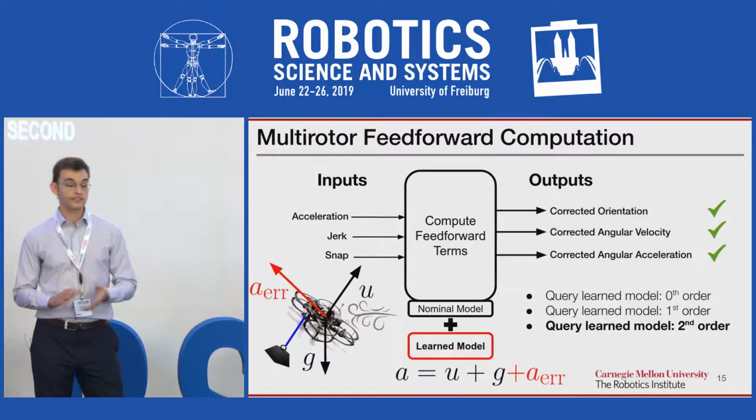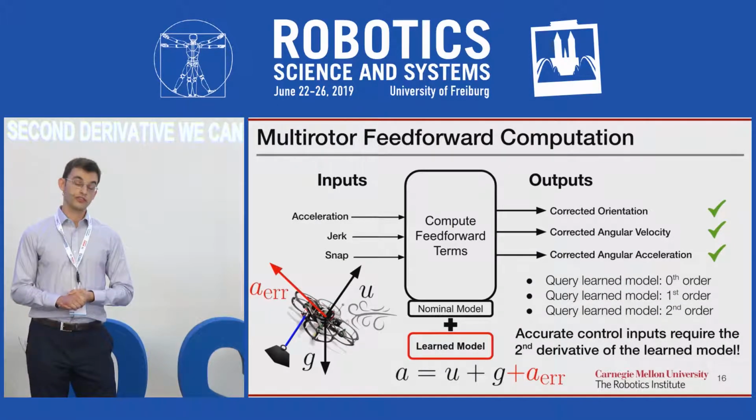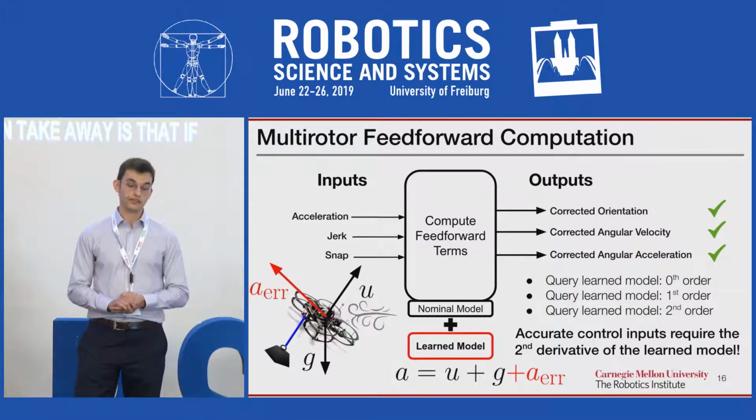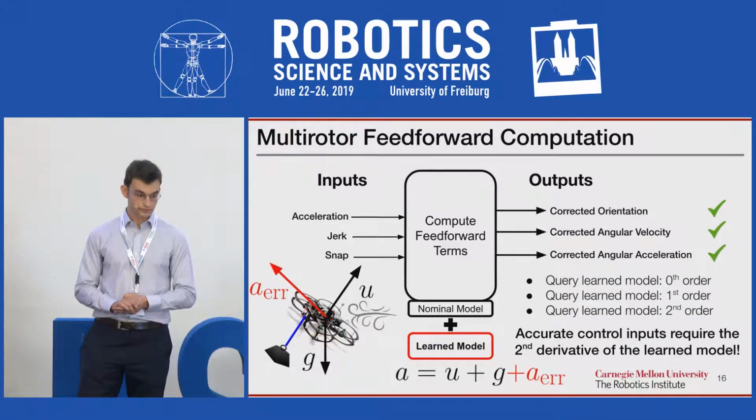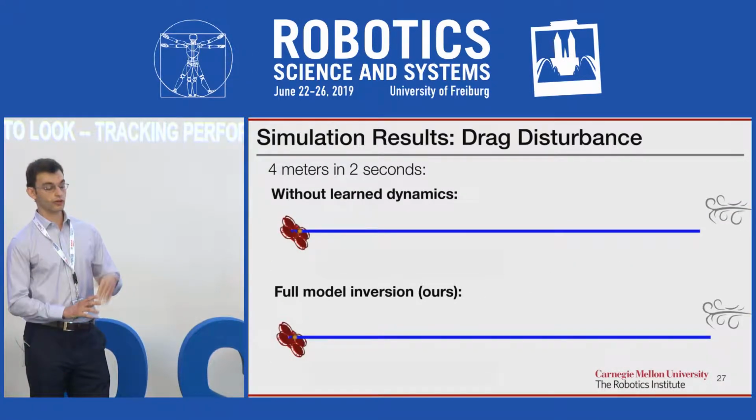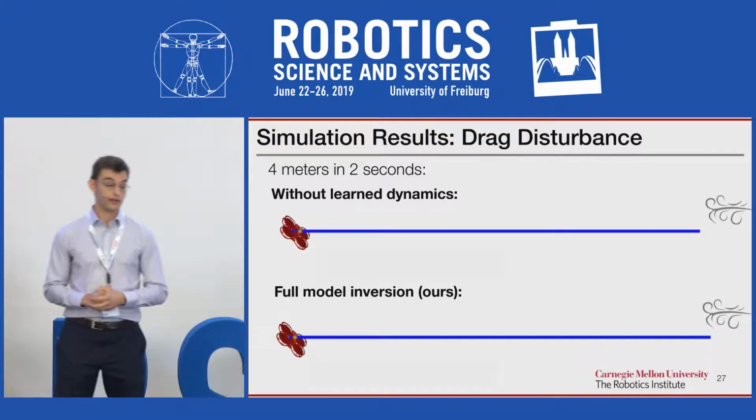The main takeaway is that if your control input is angular acceleration, you really need to look at the second derivative of your learned acceleration model to get good tracking performance. Next, you're going to see a simulation experiment where a quadrotor follows a straight line in the presence of aerodynamic drag.